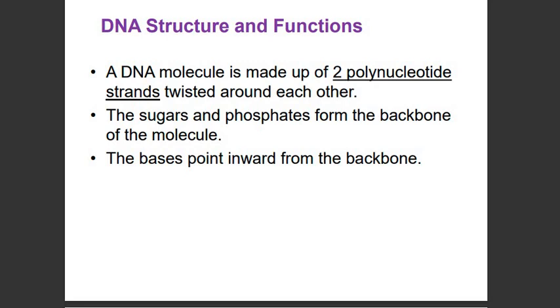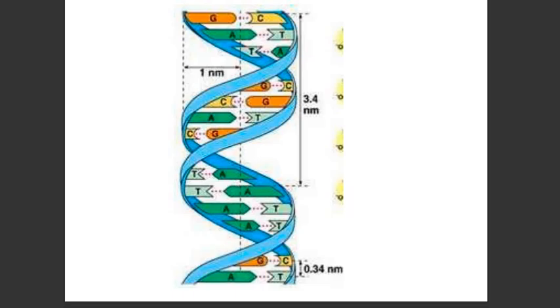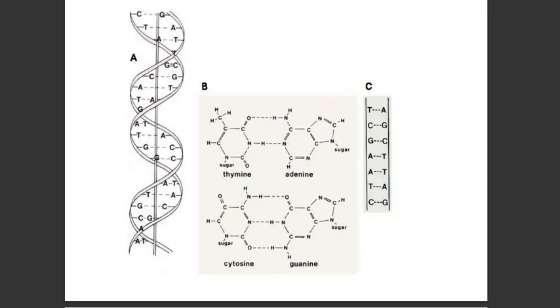So DNA structure and functions: we're saying a DNA molecule is made up of two polynucleotides twisted around each other. The sugars and the phosphates form the backbone, the phosphodiester bonds that you have. Then the bases point inward, so the bases are going to form something that looks like this. The bases point inward, so this is what we mean. In as much as it is twisted, there are always going to be hydrogen bonds between these particular bases. So this is a very nice illustration that we can have.